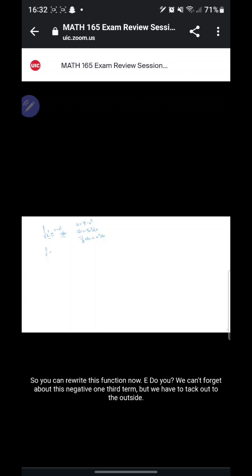So we can rewrite this function now as the integral of e to the u du. We can't forget about this negative 1/3 term that we have to take out to the outside, giving us negative 1/3 e to the u plus c. And then we can plug that back in, and we get negative e to the 4 minus x cubed over 3 plus c.